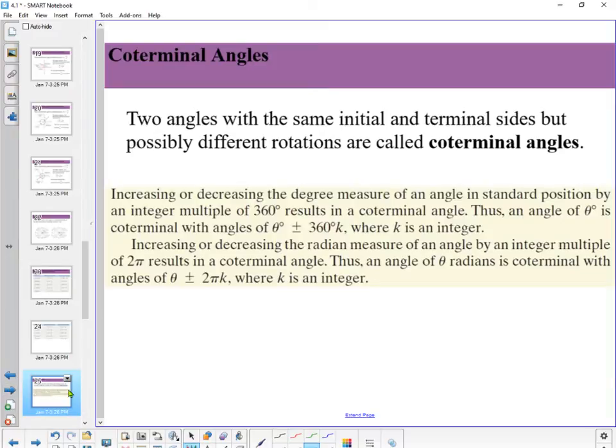For you rule people, theta plus or minus 360k, where k is an integer. It's just the number of revs, or how many angles you're looking for to be positive or to be negative. If you do this in radians, instead of 360, you would do 2 pi.